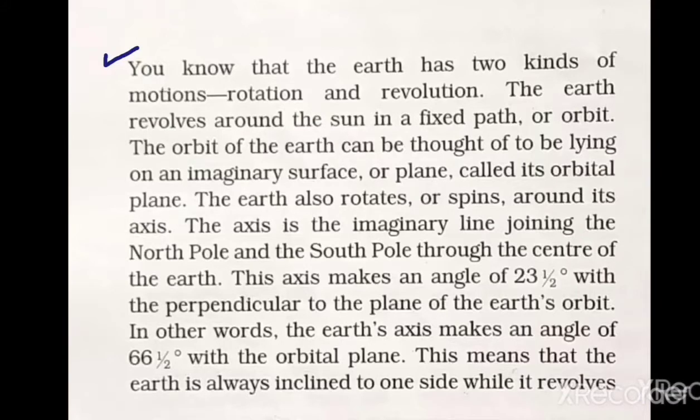Students, you know that the Earth has two kinds of motions, rotation and revolution. The Earth revolves around the Sun in a fixed path. Okay, a fixed path means the same path, right? And that path is also known as orbit.